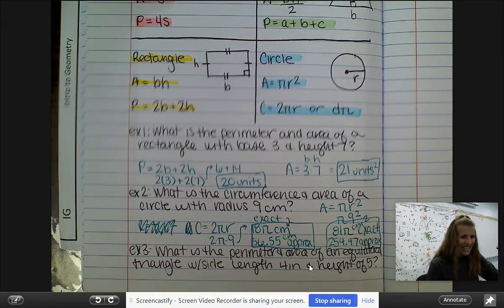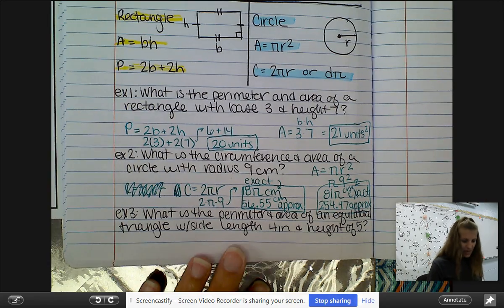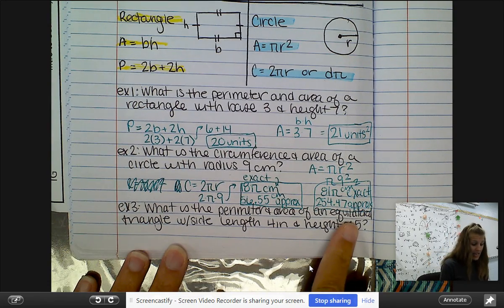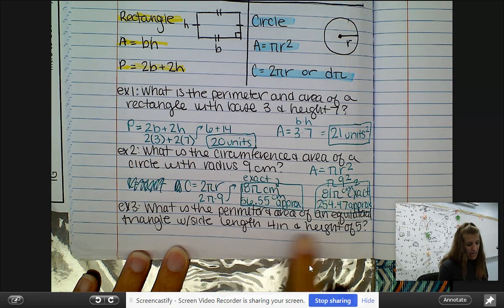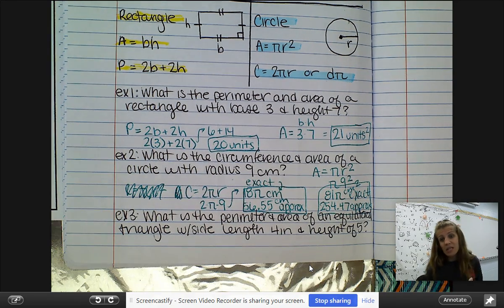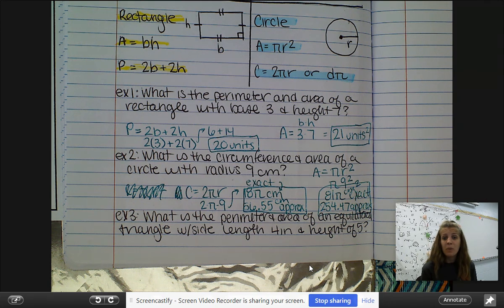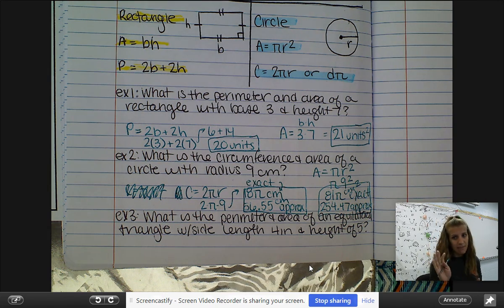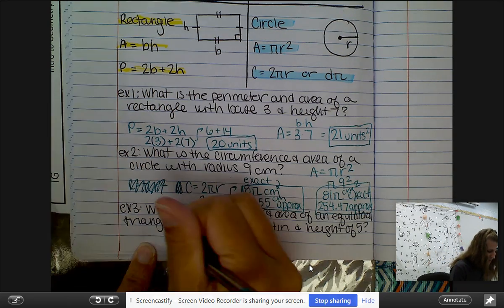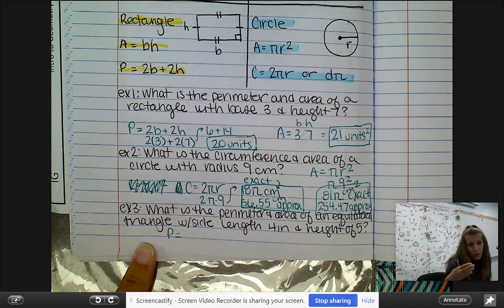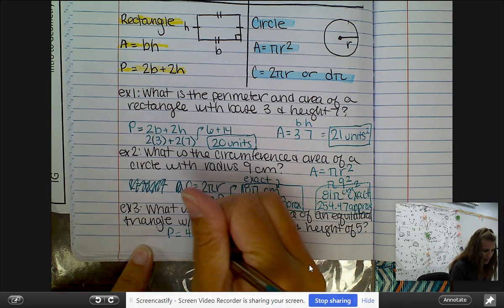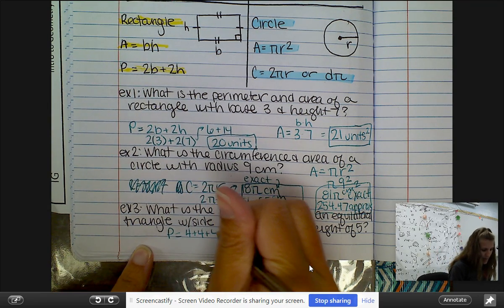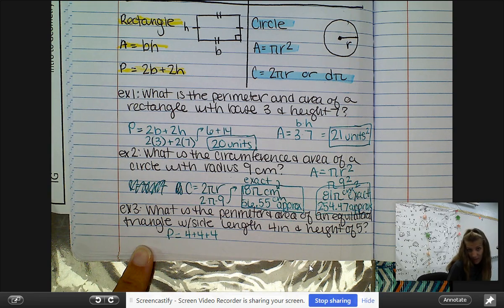Okay, last but not least, number 3. What is the perimeter and area of an equilateral triangle with a side length of 4 inches and a height of 5 inches? So this is one of those special triangles. Maybe we remember that equilateral means that all sides are the same. So that's kind of nice because if I want to find the perimeter, I can do 4 plus 4 plus 4, but I can also just do 4 times 3 since all the sides are the same.